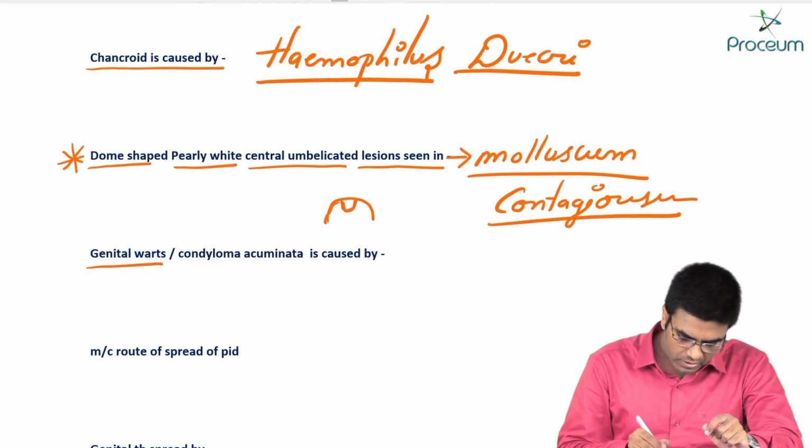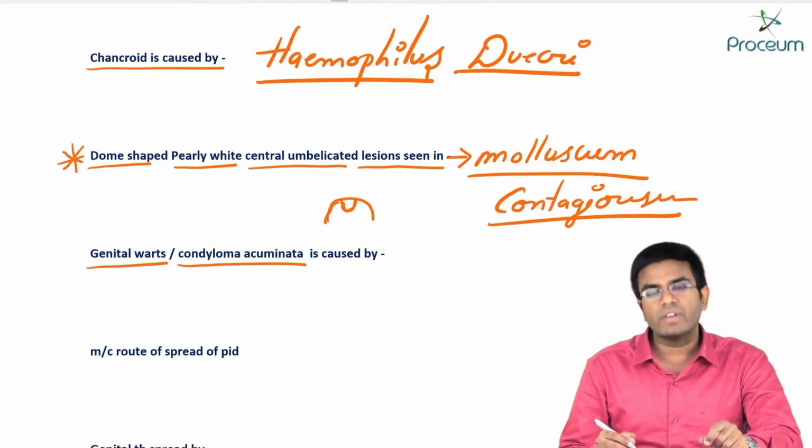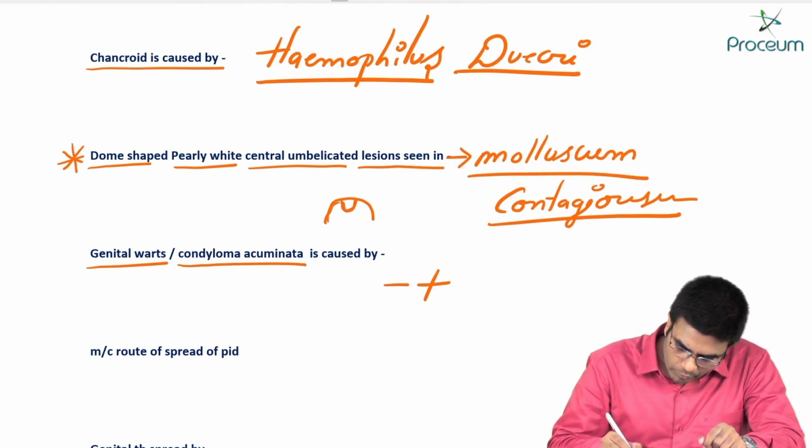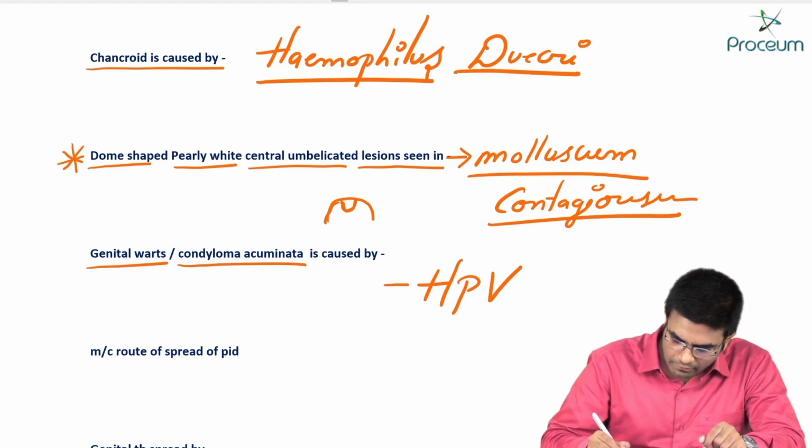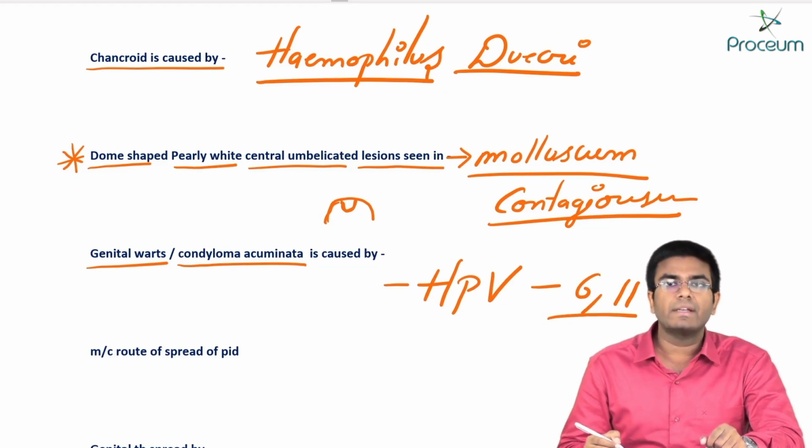Now genital warts, anogenital warts or condyloma acuminata is because of which virus? It is human papilloma virus. Okay, 6 and 11 are associated with the anogenital warts.